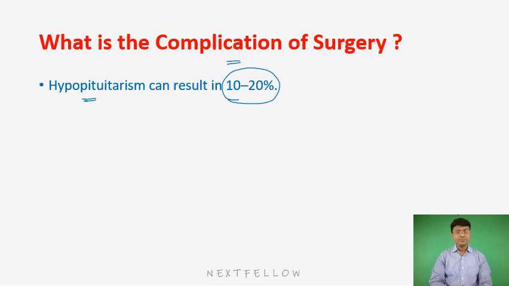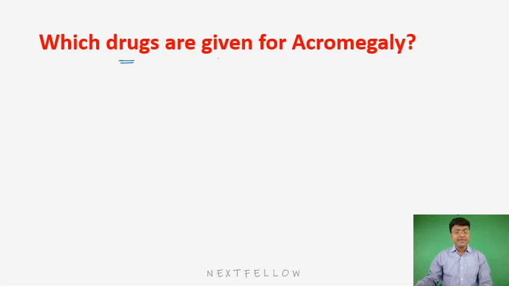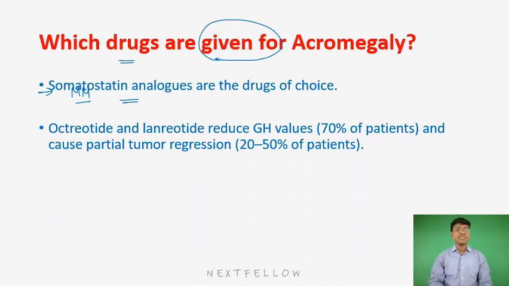Next, which drugs are given for acromegaly? So in those individuals where surgical management cannot be done, you need to give medical management. Now, what will be the first line drugs, or the drug of choice, in patients with acromegaly? The drug of choice in patients with acromegaly will be somatostatin analogs, and these somatostatin analogs include octreotide, lanreotide and pasireotide. So, that will be your somatostatin analogs.